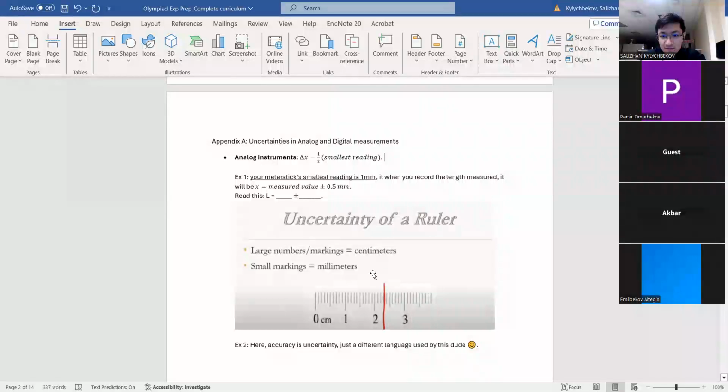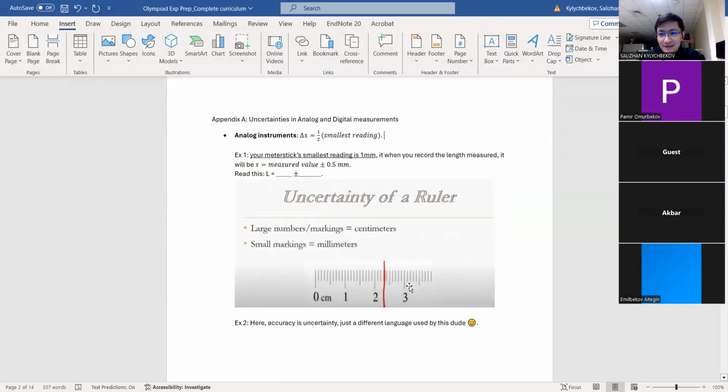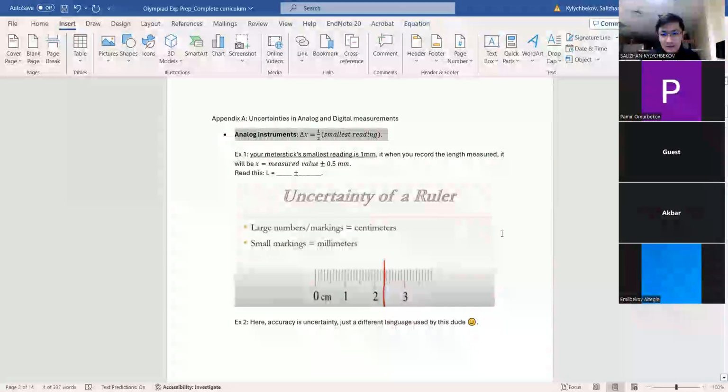Let's estimate this reading. How would you record this? Can you write in the chat? How would you record it, based on this concept of analog?